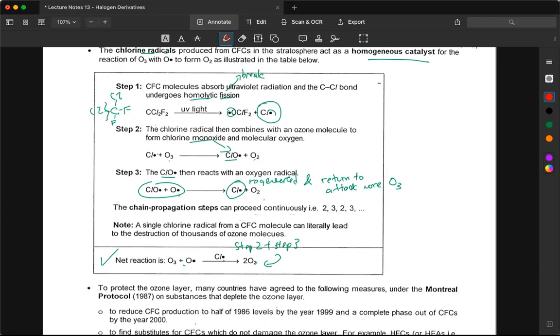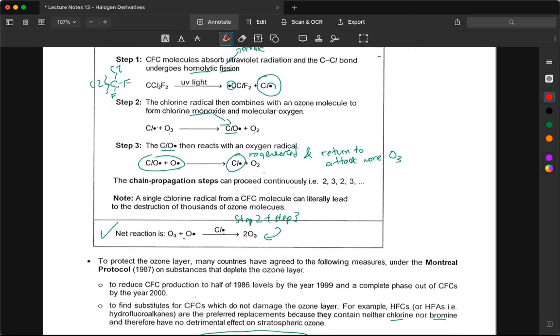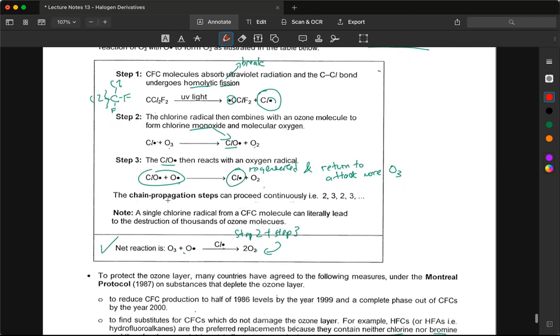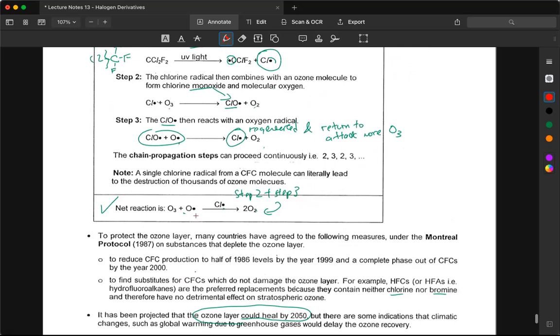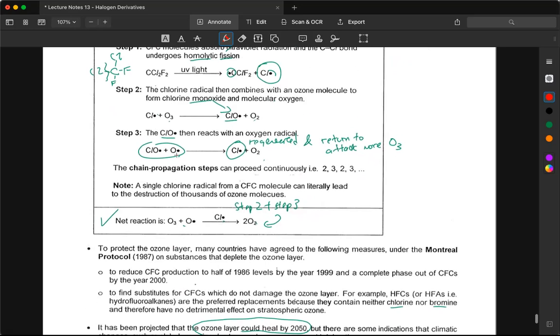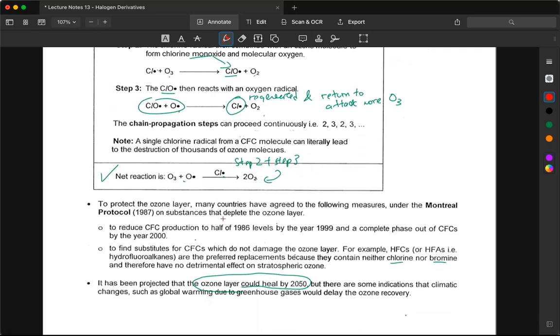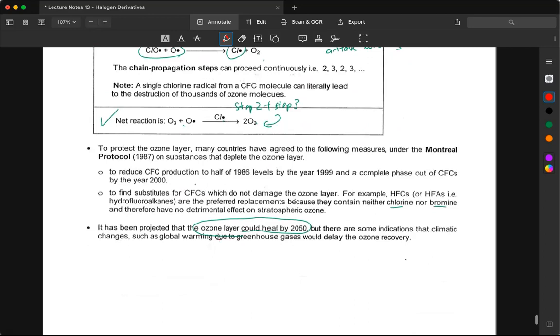So the chain propagation steps proceed continuously: 2, 3, 2, 3, 2, 3. A single chlorine radical can literally lead to the destruction of thousands of ozone molecules because of its ability to get regenerated in step 3 and return to step 2 to attack more ozone. So the net equation is simply ozone becoming O2. When you combine step 2 and step 3 together, Cl is the catalyst in this case. So this part you can read yourself.